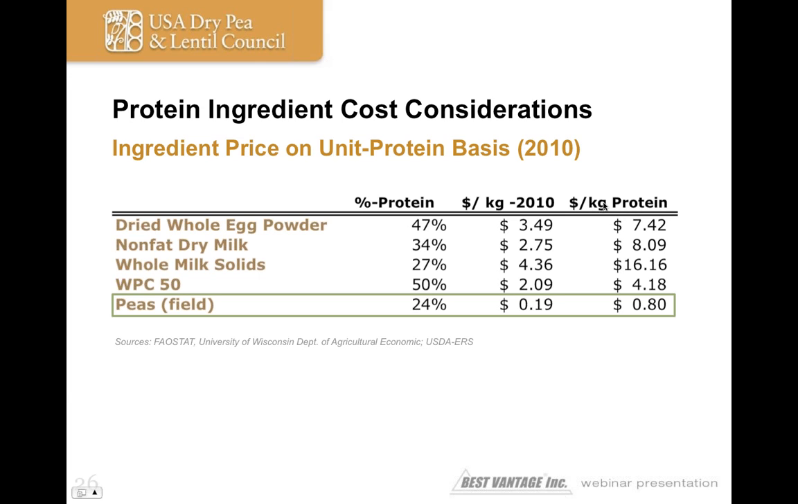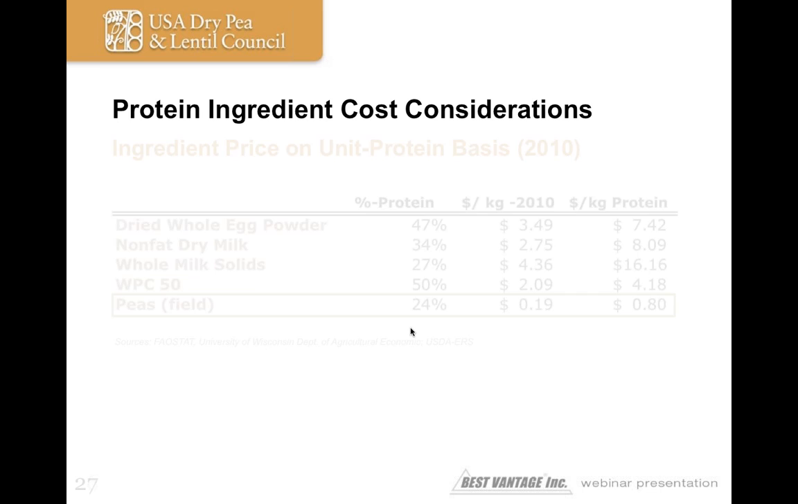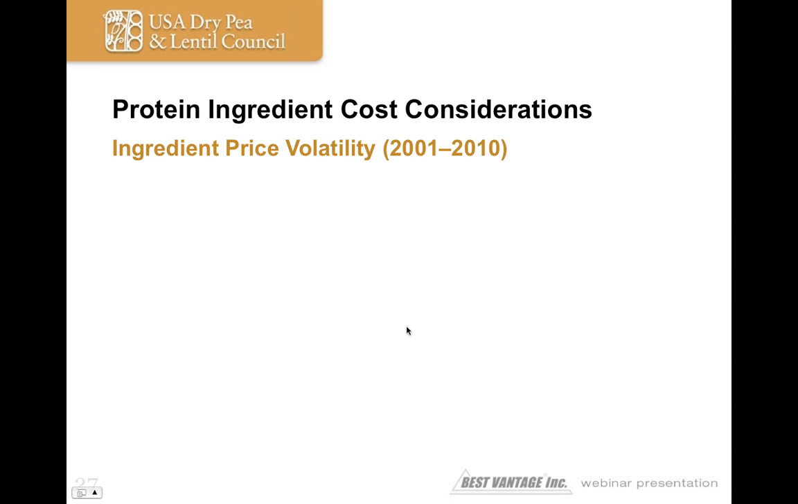And the dollars per kilogram of protein for egg and milk derived ingredients are considerably higher than they are for field peas. At a dollar per kilogram of protein for field peas of 80 cents, we are 20% less than the next highest source of protein, the next most expensive source of protein, I should say.